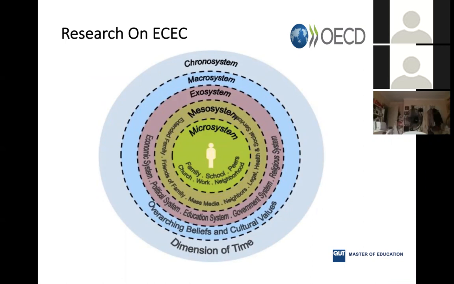Bronfenbrenner believed that an individual's development was affected by everything in their surrounding environment and the interaction and connections within this environment. The ecological systems theory holds that we encounter different environments throughout our lifespan and that they influence our behaviour in varying degrees. These systems, as you can see on the slide, include the microsystem, the mesosystem, the exosystem, the macrosystem, and the chronosystem, or the dimension of time. This demonstrates the influence of both change and constancy in an individual child's environment.